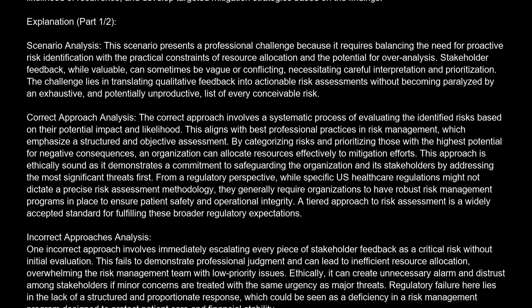Incorrect approaches analysis. One incorrect approach involves immediately escalating every piece of stakeholder feedback as a critical risk without initial evaluation. This fails to demonstrate professional judgment and can lead to inefficient resource allocation, overwhelming the risk management team with low-priority issues. Ethically, it can create unnecessary alarm and distrust among stakeholders if minor concerns are treated with the same urgency as major threats. Regulatory failure here lies in the lack of a structured and proportionate response, which could be seen as a deficiency in a risk management program designed to protect patient care and financial stability.